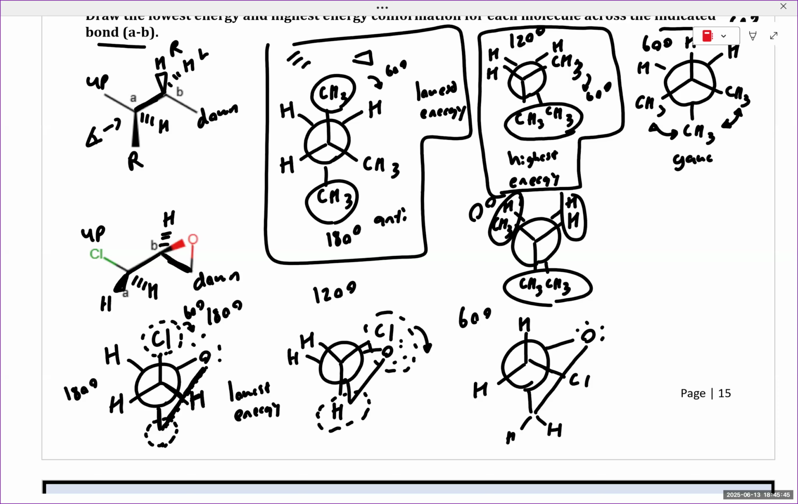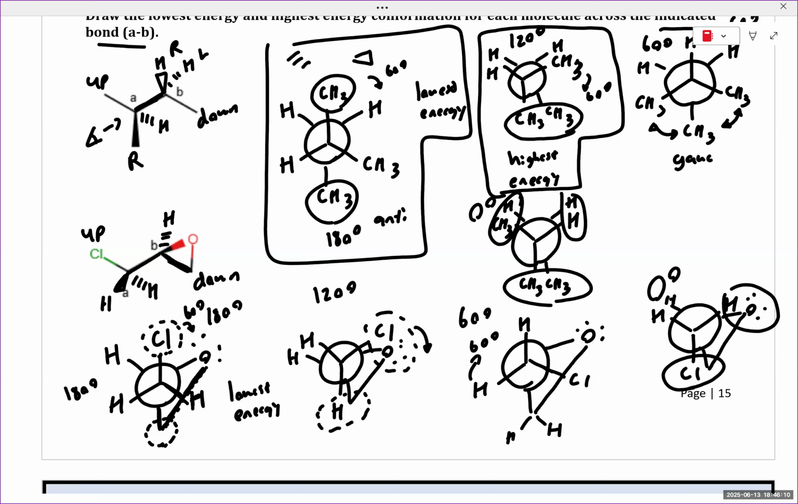Let's rotate our carbon-carbon bond another 60 degrees to give us a 0-degree conformation. In this case, we have the chlorine fully eclipsed with the methylene group and the oxygen fully eclipsed with hydrogen. So we have our largest substituents fully eclipsed. So this is about 3 kilojoules. This is about 6 kilojoules and 4 kilojoules.